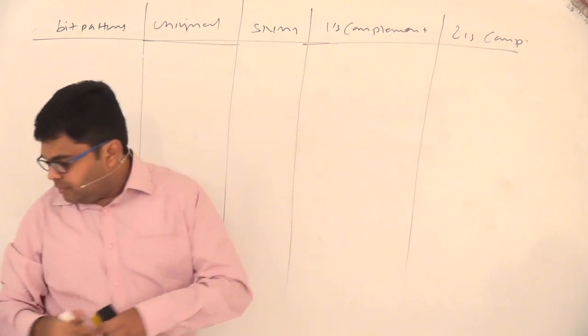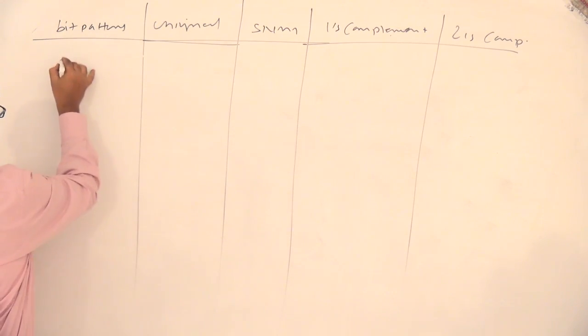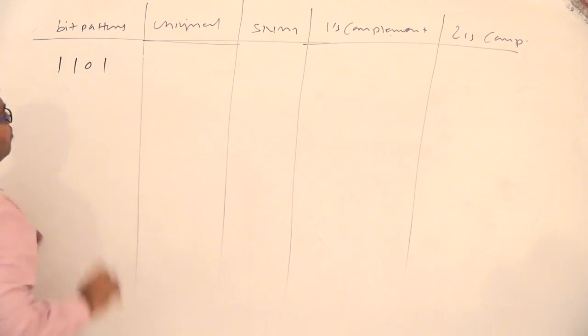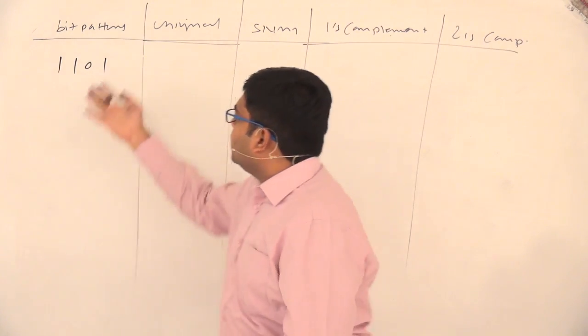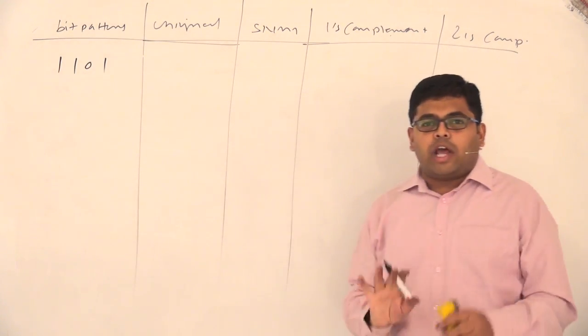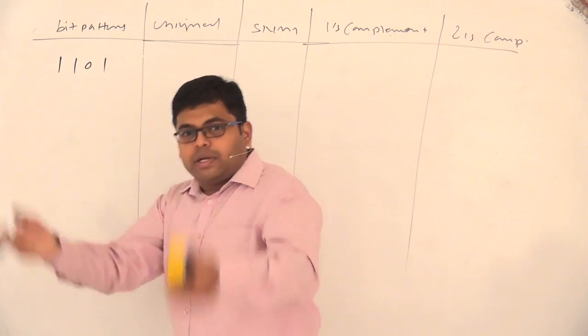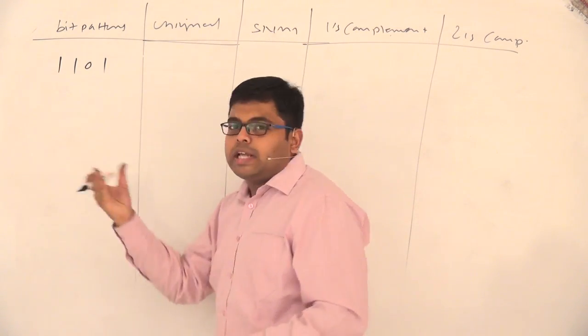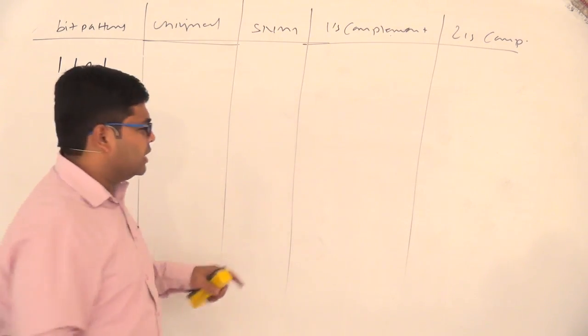Okay, so let us see what I am trying to say. For example, the bit pattern is 1 1 0 1. If I ask you what is the value of 1 1 0 1, you cannot tell the exact value, because the exact value will depend upon the interpretation, in what scheme it has been written. Let me give you a very simple example.